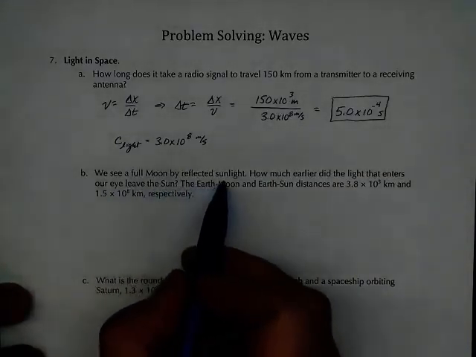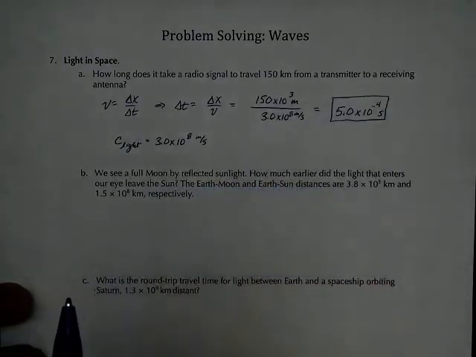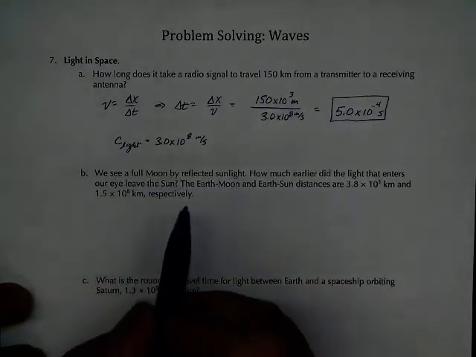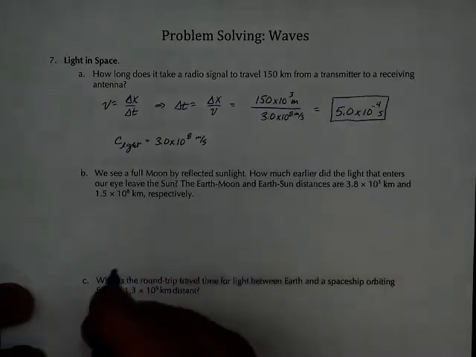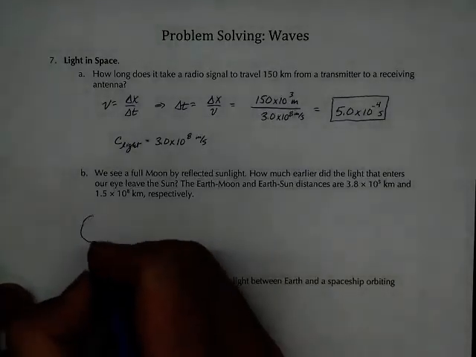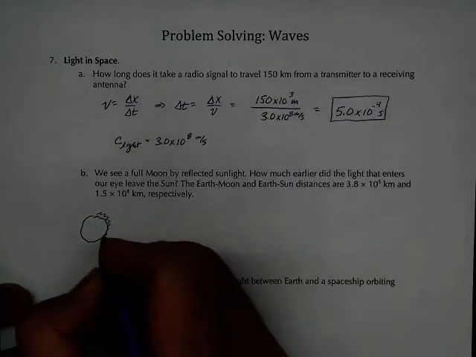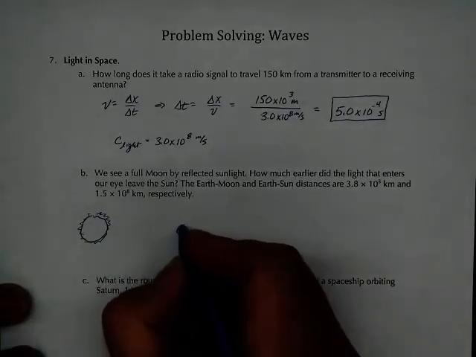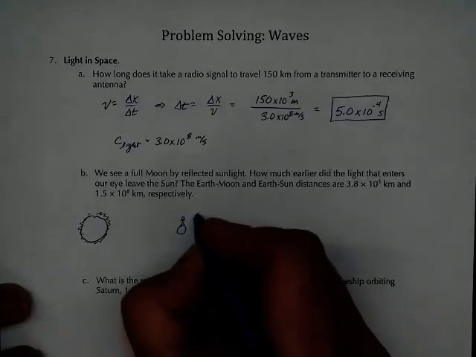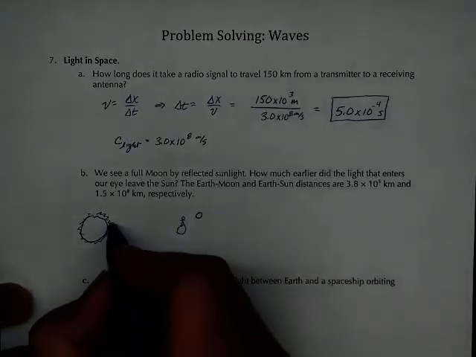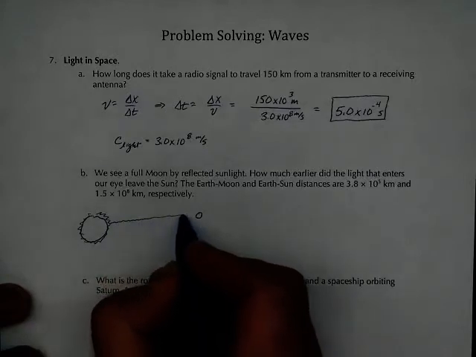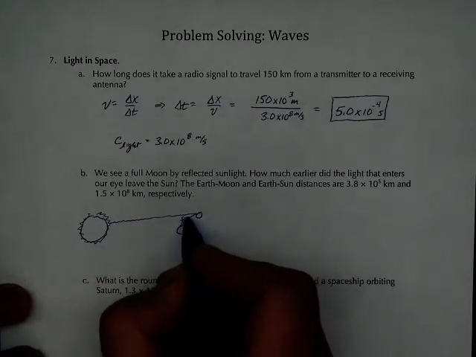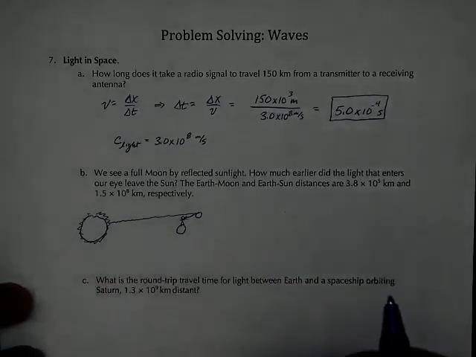We see a full moon by reflected sunlight. How much earlier did the light that enters our eye leave the sun? We have the Earth-Moon and the Earth-Sun distances given to us. So broadly, we've got the sun, looks exactly like that. We're over here on Earth. We are giants, we're standing here. The moon is over here. So we're talking about light traveling from the sun to the moon and then being reflected into our eyes.